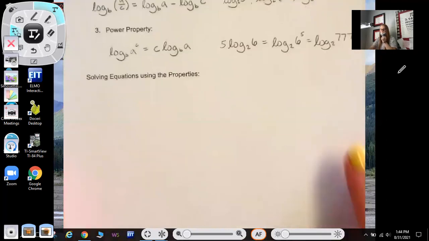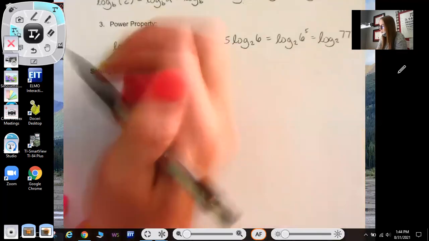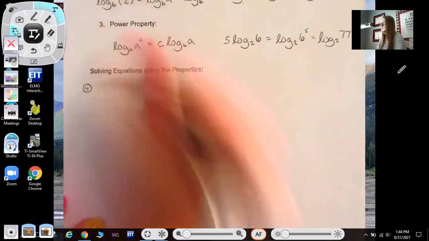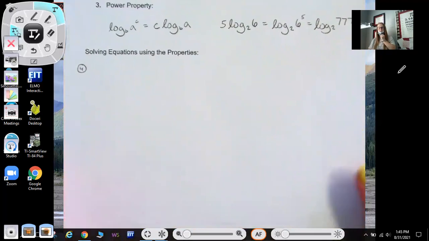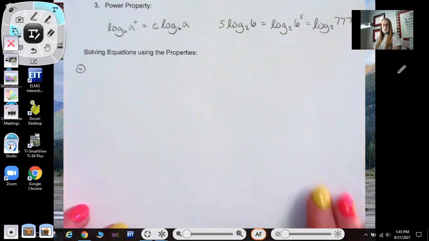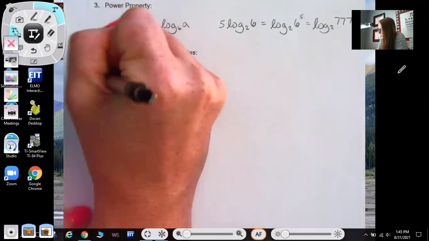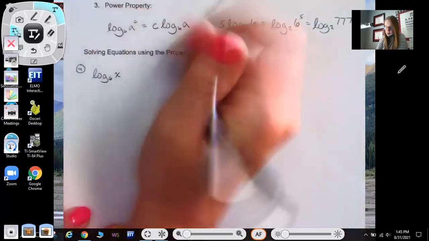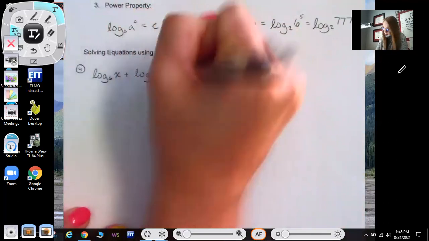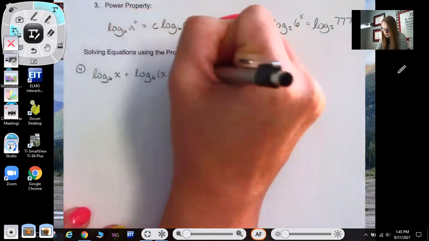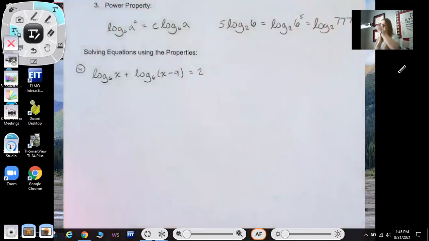So we did 3 examples yesterday. I'm going to go ahead and start with, I'm going to call this example 4, just to save any confusion if we're talking about these examples later. So example 4 is log base 6 of x plus log base 6 of x minus 9 equals 2.